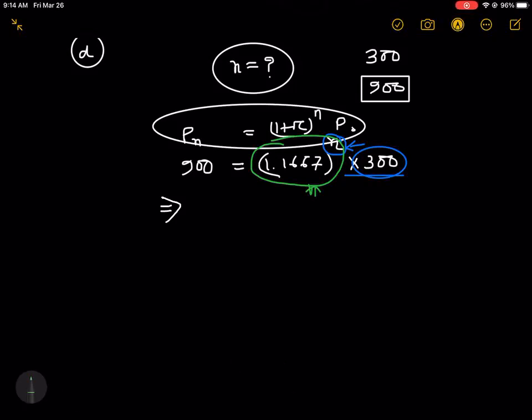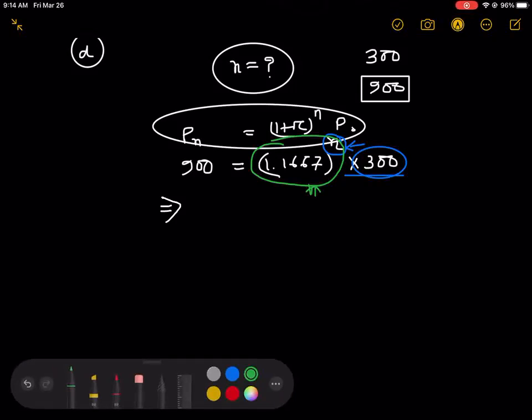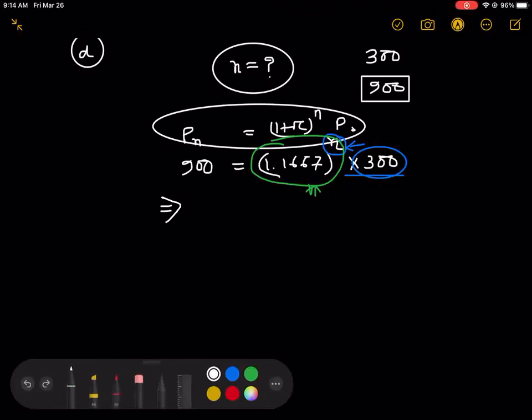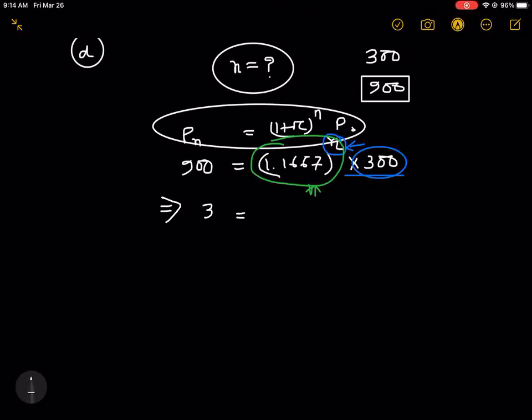So let's do that. If we divide both sides by 300, on our left, we should have 3. And on our right, we should have just 1.1667 to the n.